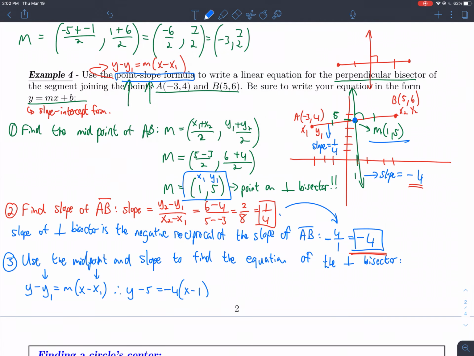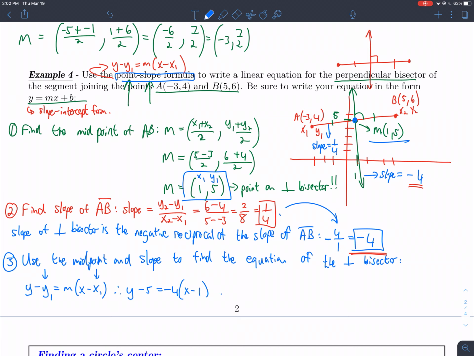So actually this is the answer. You found the equation of the perpendicular bisector. We found it, we're done. Because we have the slope of that line and we have a point on the line, and that's the equation. But the question was, write it in slope-intercept form. So let's write it in slope-intercept form.